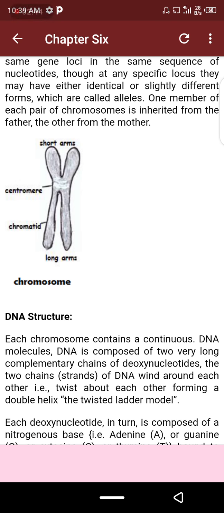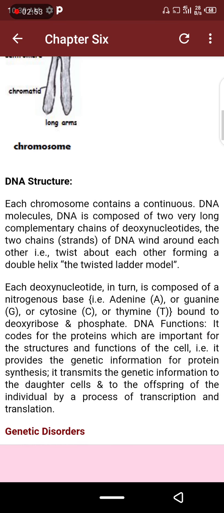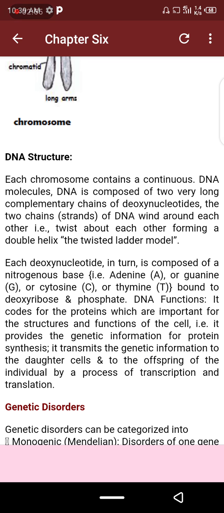This is a diagram of the chromosome. The first two are the short arms, the central part is the centromere, and the two long arms are the chromatids. Now I am coming to discuss with you DNA structure. So what is DNA structure?